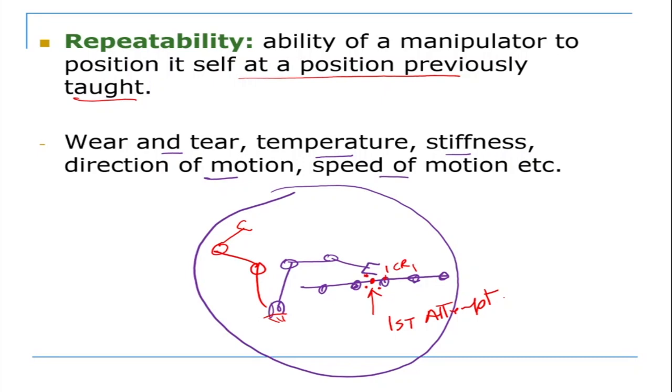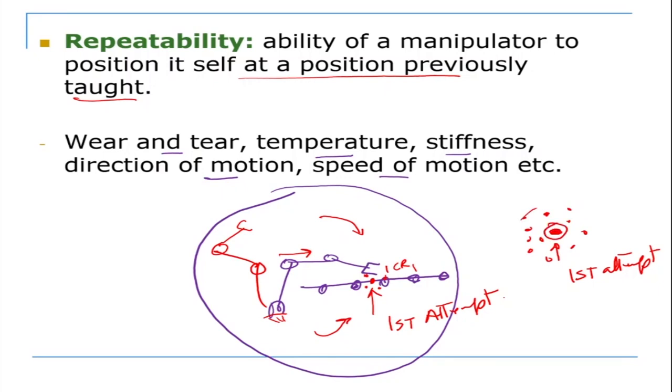And why is that? Because of parameters like wear and tear and direction of motion. If it's coming from this side, or this side, or this side, these errors will keep changing depending on the side. So what we see is that if we have gone to this point once, this is my first attempt, then the second, third, fourth time I go, I'll go somewhere near there. This is in 3D.